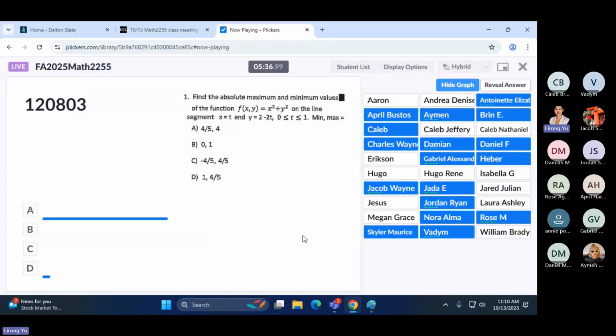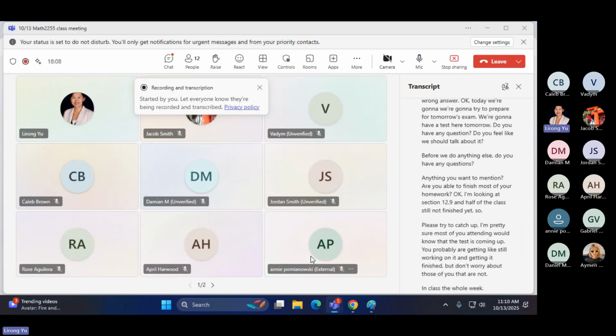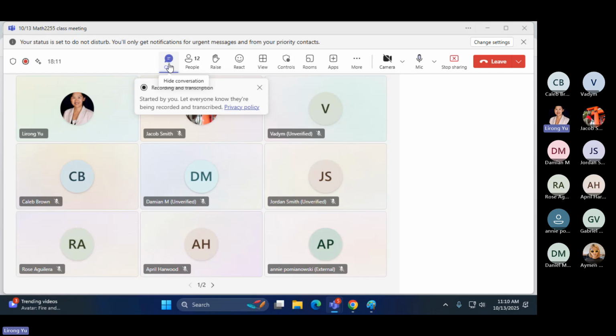Okay, I was looking at section 12.9. I think half of the class is still not finished yet, so please try to catch up. I'm pretty sure most of you attending know that the test is coming up. You are probably still working on it or getting it finished. But I'm worried about those of you who were not in class the whole week of last week. Any questions? I didn't see any questions in class. Those of you who attend online, do you have any questions?